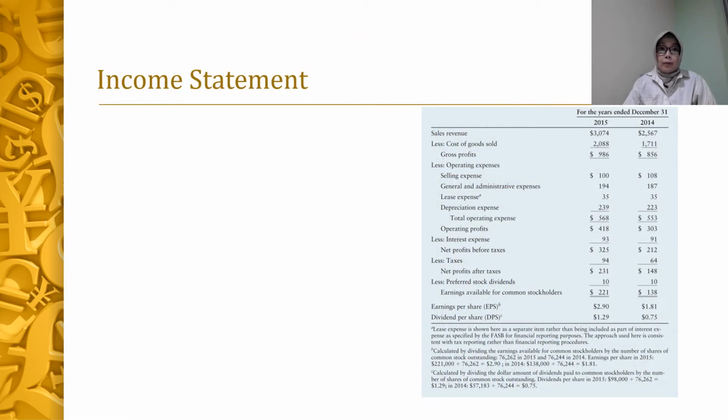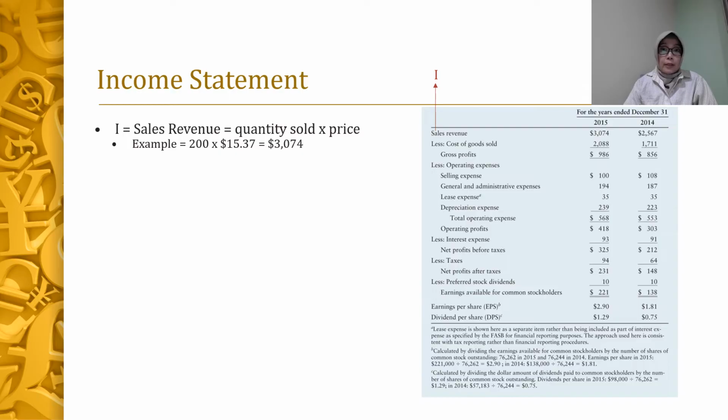Now let's take a deeper look at the income statement. The first one is the sales revenue. What is the sales revenue? Sales revenue is the quantity sold by the firm multiplied by the price of the product they sell. For example, if in 1 year a firm can sell 200 products and the price of each product is $15.37, then for 1 year, the firm can have the sales revenue of $3,075,000.